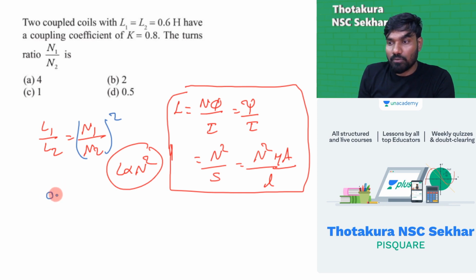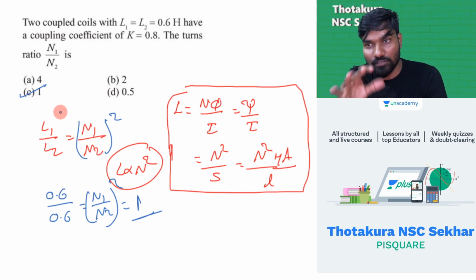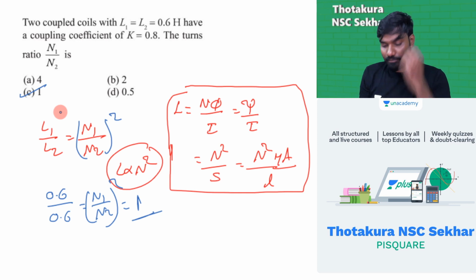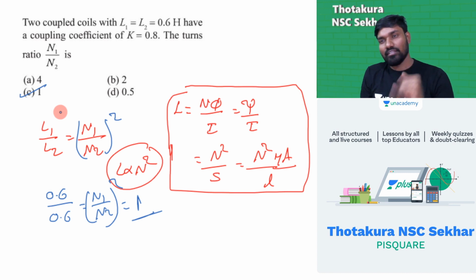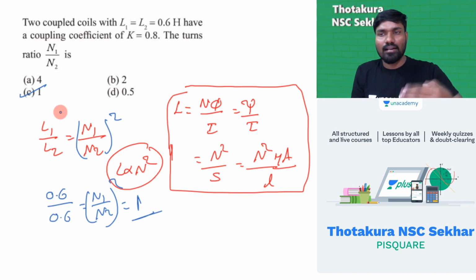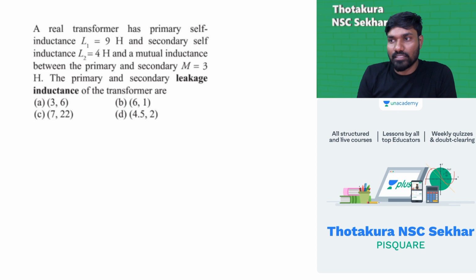So 0.6 by 0.6 is equal to N1 by N2 whole square. You'll get 1. N1 by N2 whole square is 1, so N1 by N2 is also equal to 1, and N2 by N1 is also equal to 1. All are 1. Okay? Try to be careful. If you know the basic fundamentals, they should be clear. If you are clear with the fundamentals, you can build the other blocks later on. Okay? The next one, probably the last one.